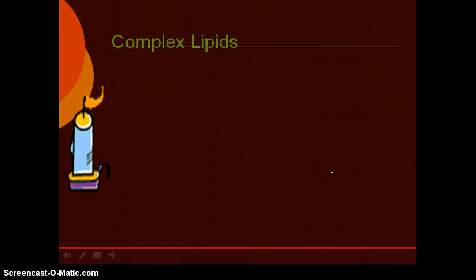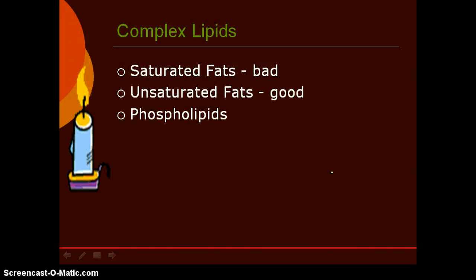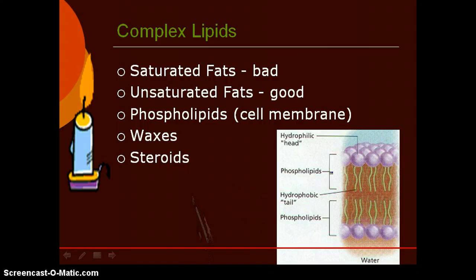And to show you some of that here, where lipids are found, saturated fats are considered bad fats. Unsaturated fats are considered good fats. Phospholipids are the cell membrane. Waxes, you might notice that if you have a dog, they have a waxy coating on their fur to keep them from getting too wet if they're out in nature. And then steroids, we have natural steroids in our body, estrogen and testosterone and others, but there are also artificial steroids.